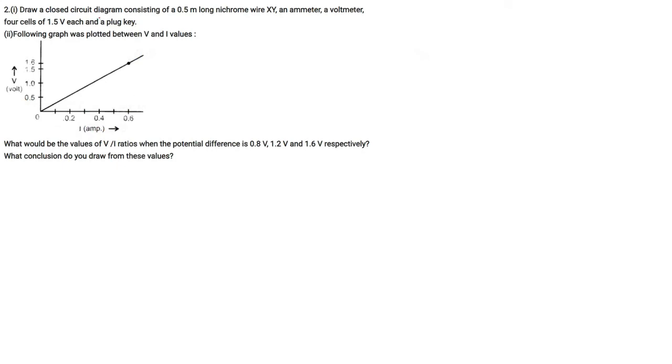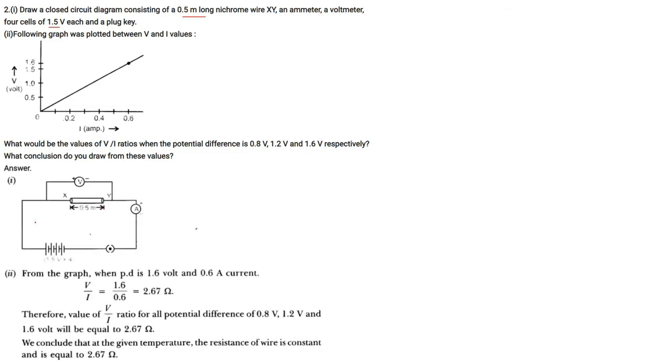Draw a closed circuit diagram consisting of a 0.5 meter long nichrome wire XY, an ammeter, a voltmeter, 4 cells of 1.5 volt each and a plug key. So this is the diagram. This is your 0.5 meter long nichrome wire XY. Then we have an ammeter here. Then we have a voltmeter here.